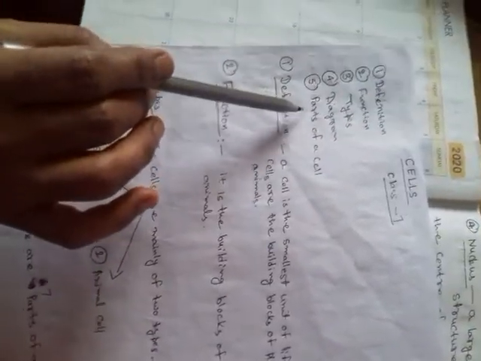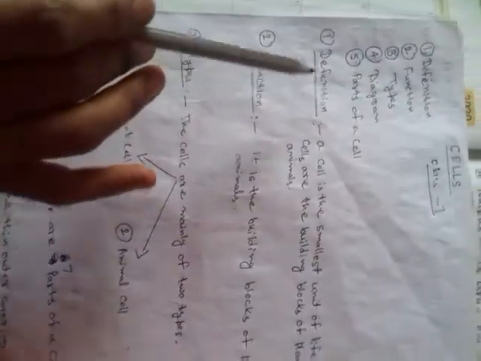Today we will study about cells for class 7. First point is definition. Second one is function, types, diagram, parts of a cell. There are 5 topics which we described in this class.